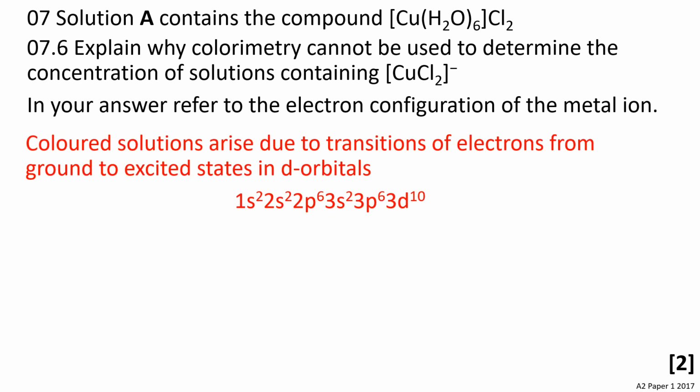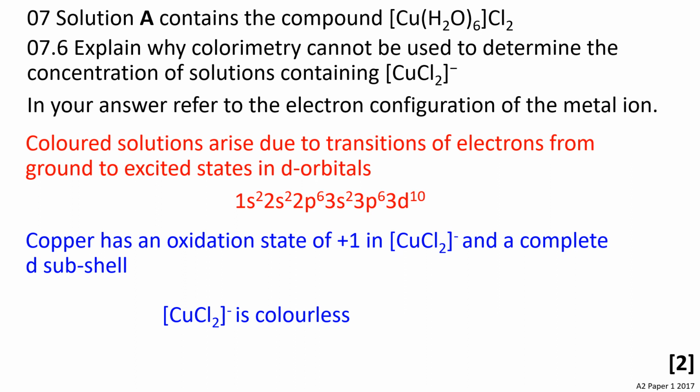Coloured solutions arise due to transitions of electrons from ground states to excited states within incomplete d subshells. This compound contains a Cu+ ion. We can see from the electron configuration that the d subshell is complete. [CuCl2]- is colourless.